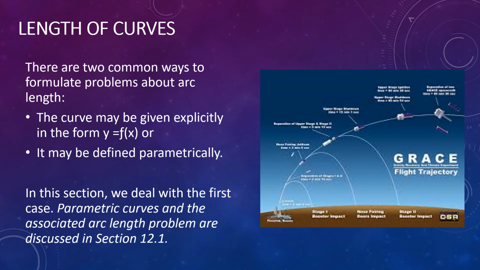There are two common ways to formulate problems about arc length. First, the curve can be given explicitly in the form of y equals f of x, or some functional equation, or it can be defined parametrically. In this section, we're going to deal with the first case. Parametric curves and the associated arc length problems are going to be discussed later in section 12.1.